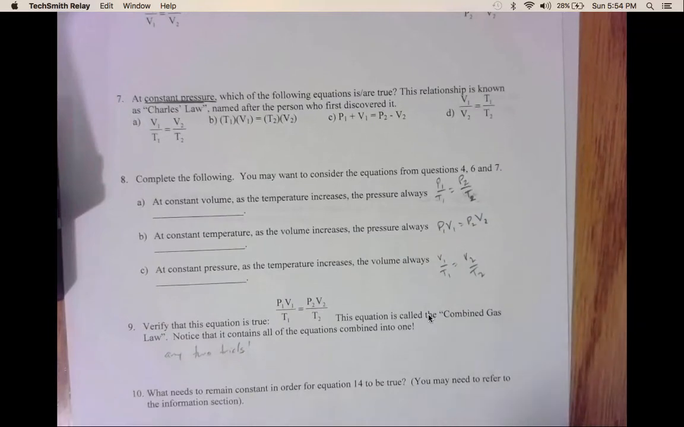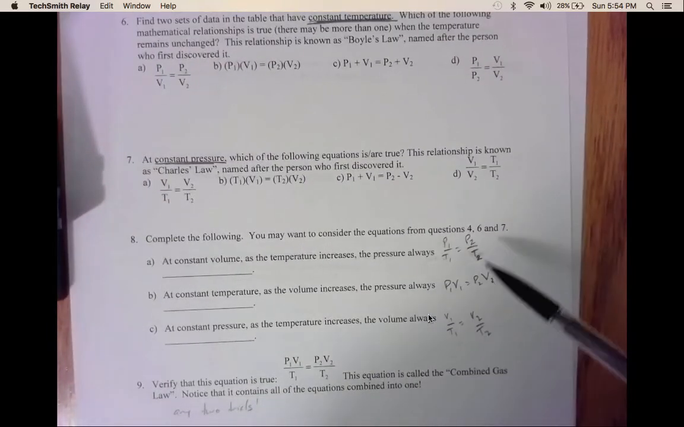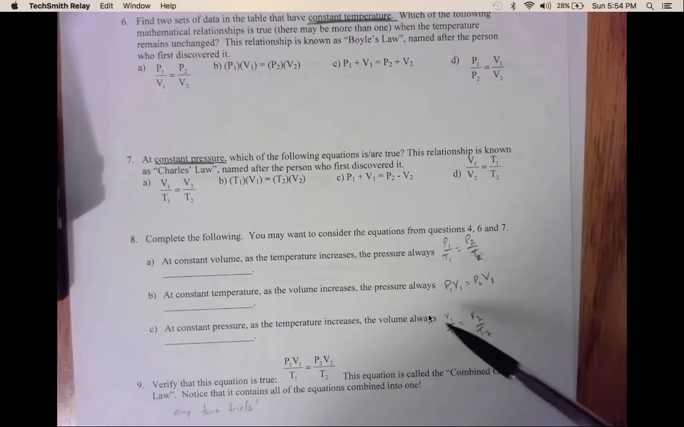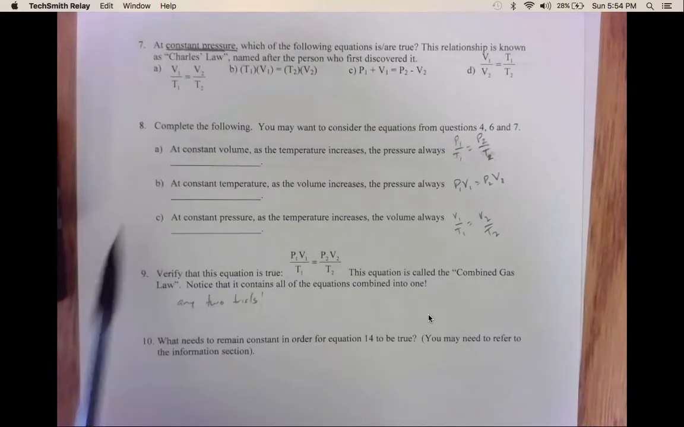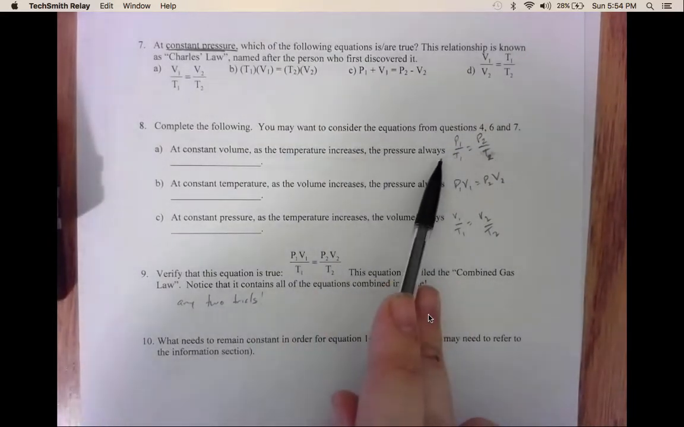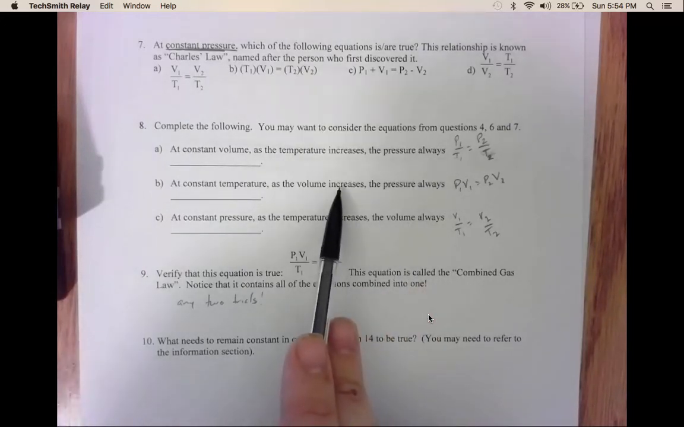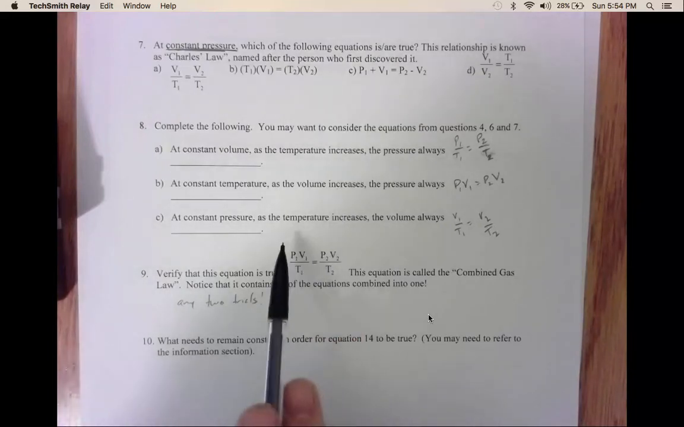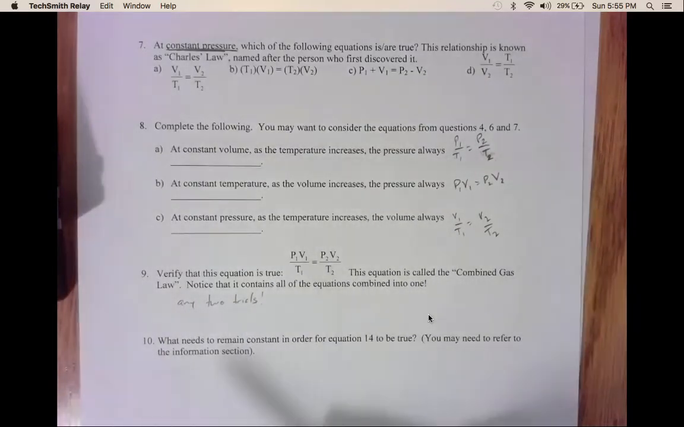Question 8. So guys, really important when you're working on questions 6 and 7, make sure you show all your work. You do have to use the equations a little bit when you are thinking about 8, A, B, and C. So A relates to question 4. The equation you usually got is P1 over T1 equals P2 over T2. For B, this relates to question 6. P1 times V1 equals P2 times V2. And then lastly, C relates to question 7. V1 divided by T1 equals V2 divided by T2.